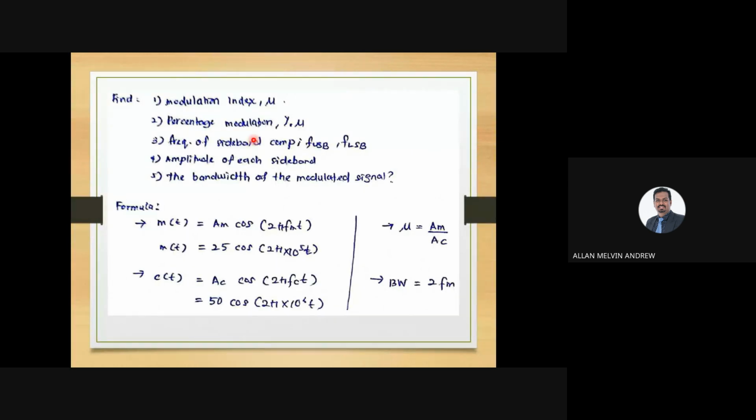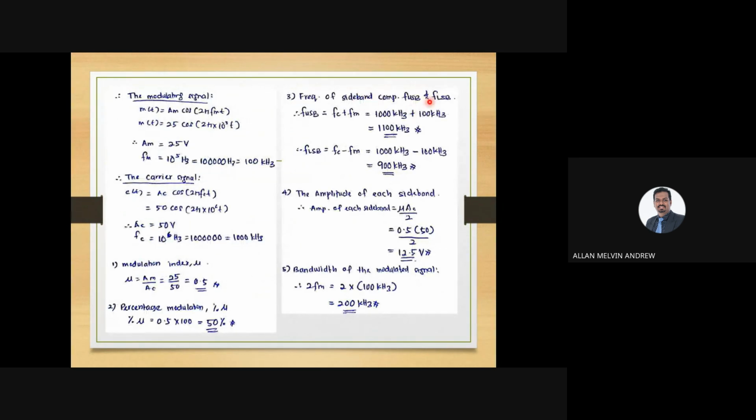So it asks to find the frequency of sideband components, FUSB and FLSB. First, the formula to find FUSB, the frequency of upper sideband, is FC plus FM. The formula to calculate FLSB, the lower sideband frequency, is FC minus FM.